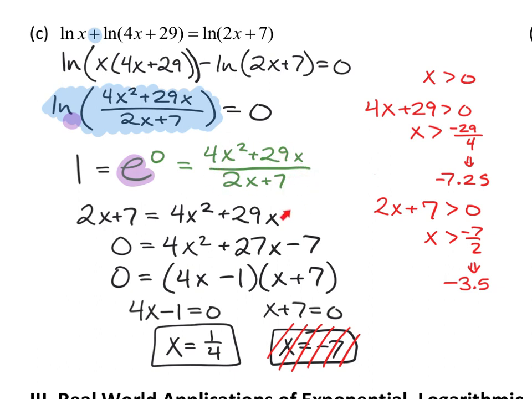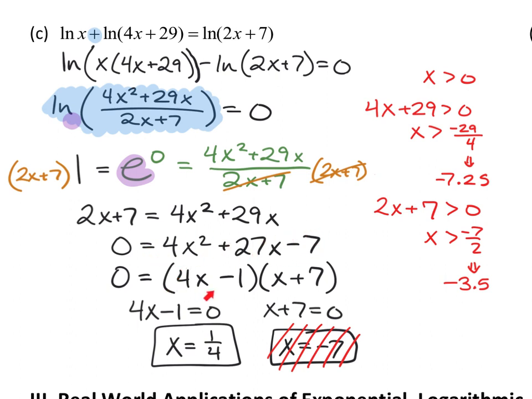Now, what I did from here to here is I just multiplied both sides by the denominator. So I multiplied this side by 2x plus 7 because it's going to cancel this out. And I multiplied this side by 2x plus 7. But 1 times 2x plus 7 is just 2x plus 7, which is what I have written down next. Now I moved these terms back to the left-hand side using subtraction so that I got 4x squared plus 27x minus 7. And I recognize this as a quadratic.